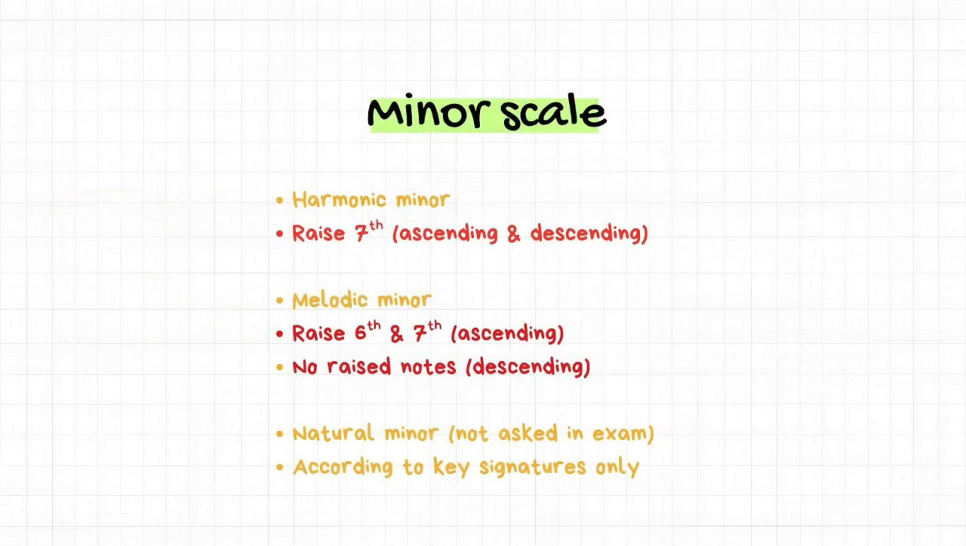As for the minor scale, we have 3 types: the harmonic minor, which we raise the 7th note, both ascending and descending. The melodic minor, we raise 6th and 7th in ascending form and no raised notes in descending. And also we have natural minor, which is not asked in the exam. The natural minor is only according to key signatures without any raised notes.